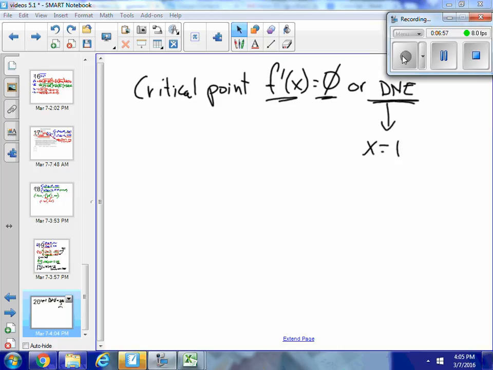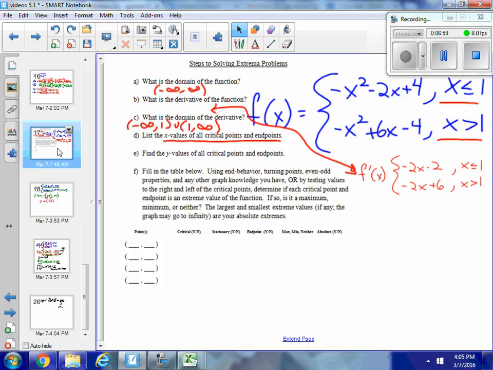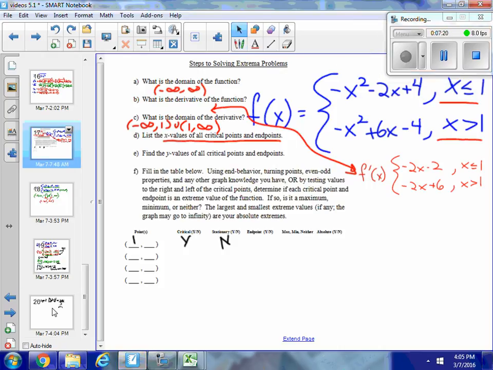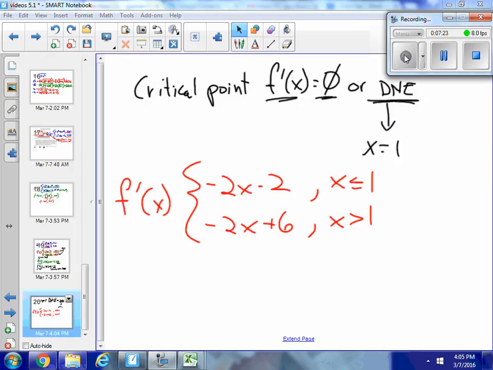So I can go right back here, and I can say, well, I know I have one x value, x equals 1. It's critical because the derivative does not exist, but it is not stationary because the derivative is not 0. Stationary is where the derivative is 0. So that's one point that I can fill in. Now the next thing I need to do is take a look at my derivative and find out at what x values does it equal 0.